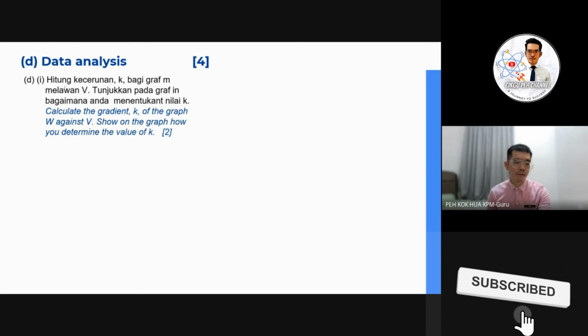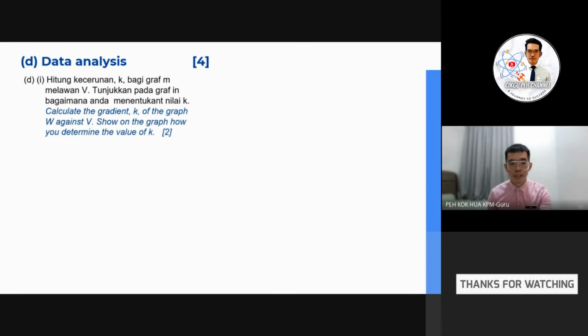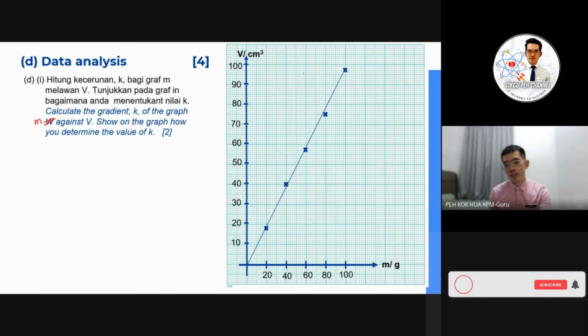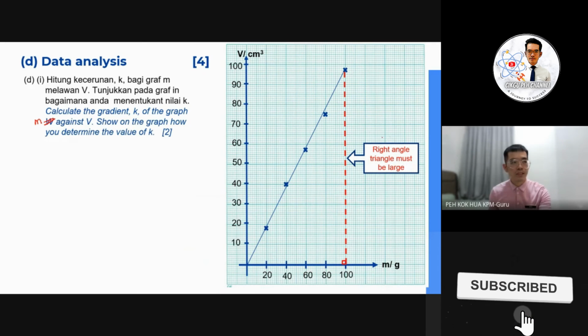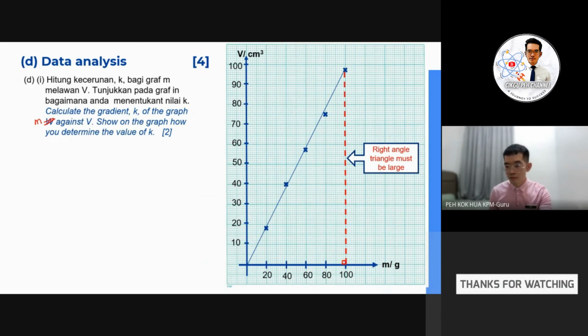So the first question asks you to calculate the gradient, with the symbol K. So in your graph, which is actually the mass against V, show on the graph how you determine the value of K, 2 marks here. Okay, so this is your graph. So you have to draw a right angle triangle, and your right angle triangle must be big enough, at least half of the graph here. Okay, so this is the first step, and you have to show the right angle triangle on your graph.